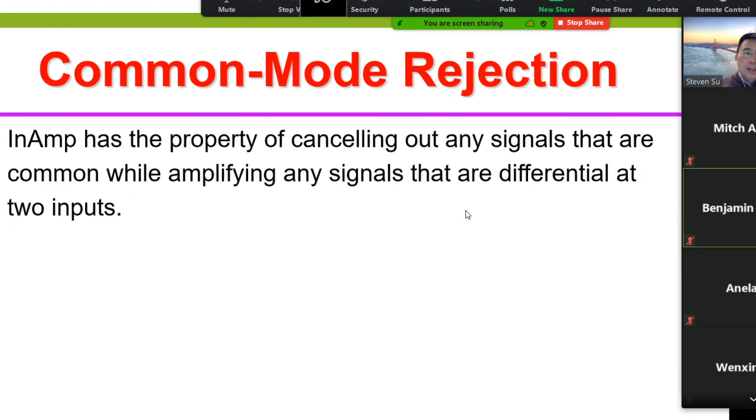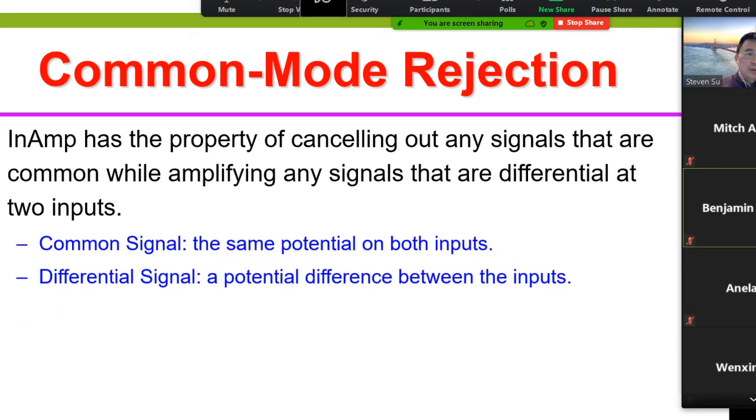Common mode rejection, I already explained in the example. We need to reject the common signal. Normally, the common signal is noise, like a common DC component. So we need to get rid of them.